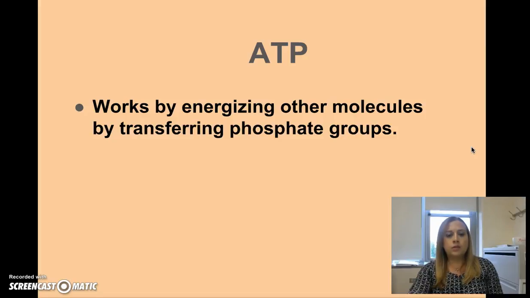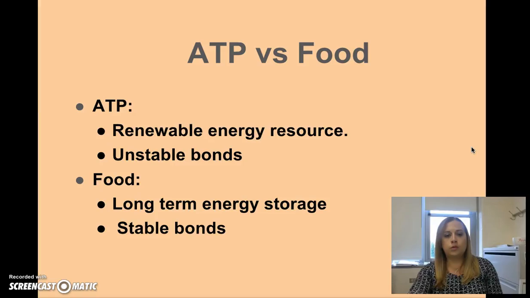And ATP is really important because it energizes other molecules by transferring those phosphate groups. So when those bonds are broken, phosphates are transferred and molecules become energized. We talk about ATP being an energy source for cells, which is a little bit different than how we talk about energy that we need. So we talk about energy that we need in terms of like the food that we consume. And so I want to do a quick comparison of ATP and food.